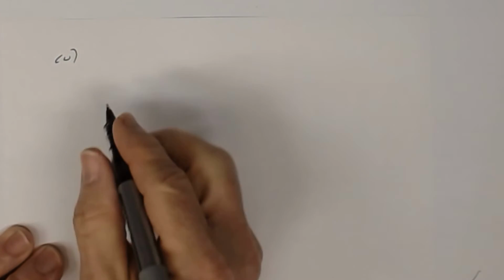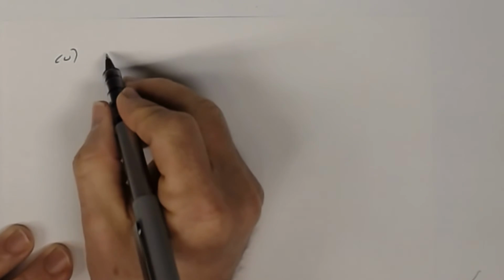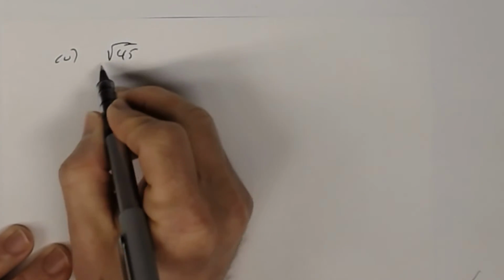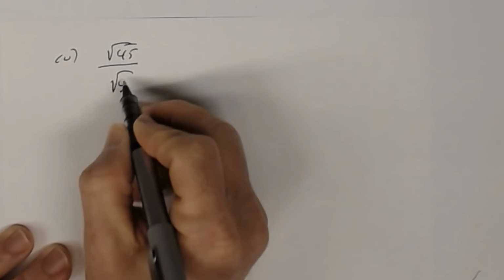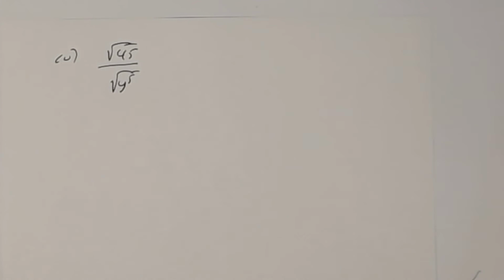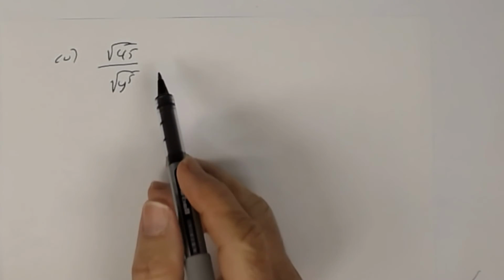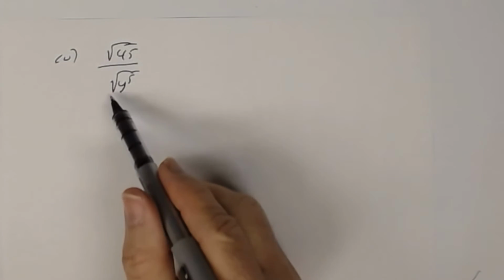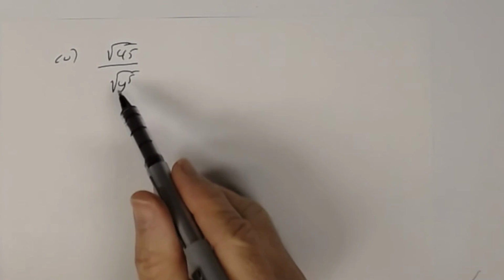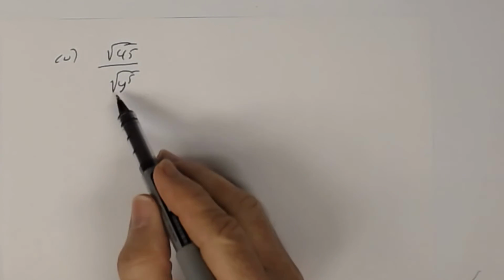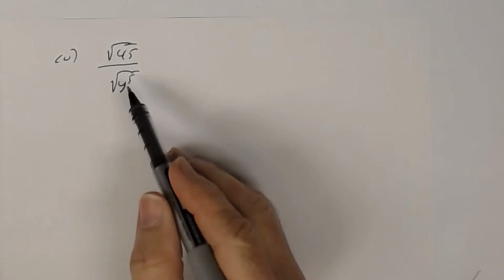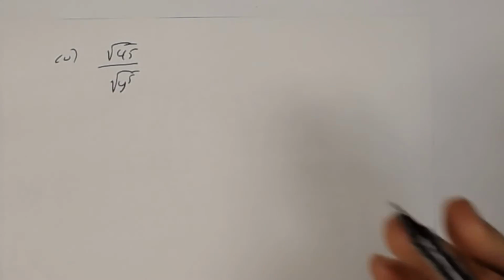Number 10, let's suppose we have this in number 10. We have the square root of 45 divided by the square root of y to the 5th. Okay? Now, based on our discussions that we've had, some of you are going to say, well, I'm going to go ahead and simplify the square root of y to the 5th first. You definitely can do that.